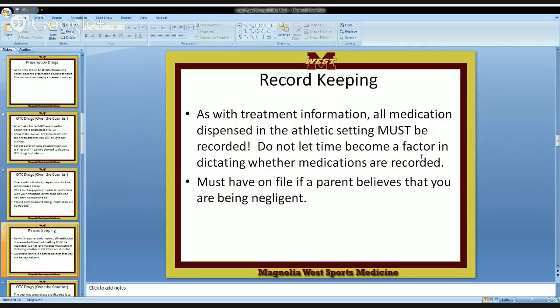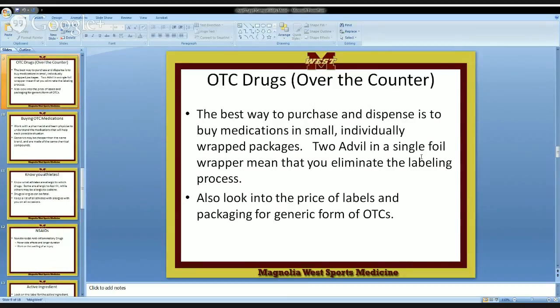That doctor's going to be there. Well, he's just going to write the order and say, okay, I approve that he gets this many milligrams of codeine. The athletic trainer's been holding on to this codeine. They need to make sure that they write this down. All right, everything. Have it on file in case a parent believes that you are being negligent, saying you gave too much.